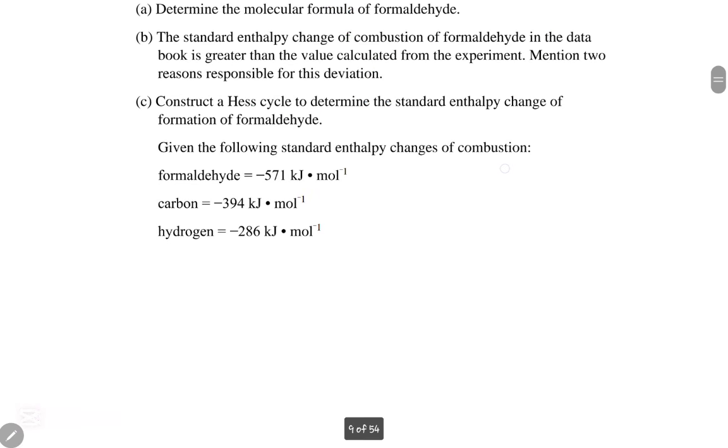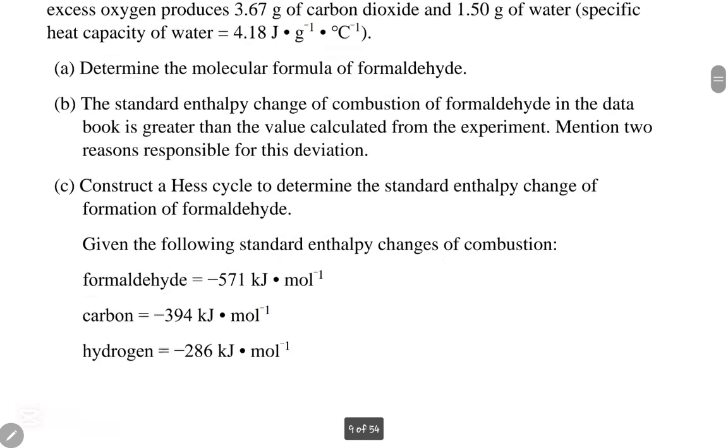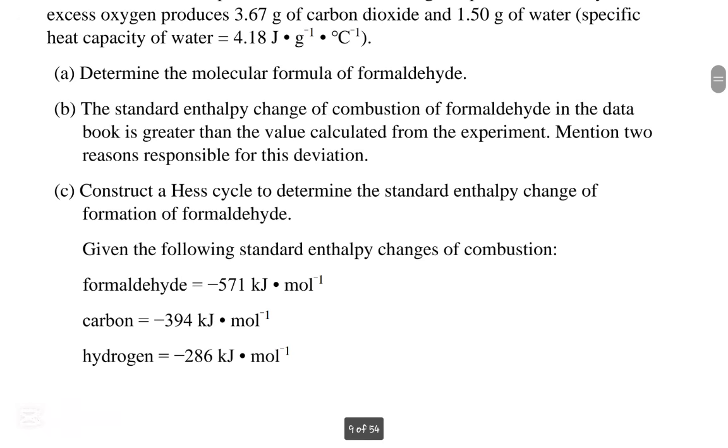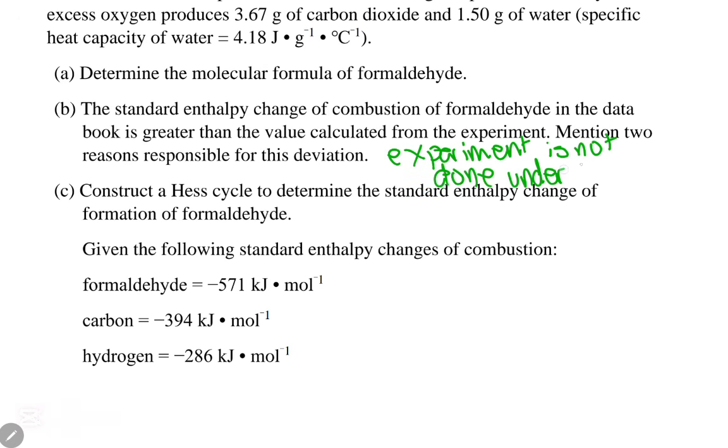We'll move on to part B. The standard enthalpy change of combustion of formaldehyde in the data book is greater than the value calculated from the experiment. Mention 2 reasons responsible for this deviation. So one deviation could be that the experiment is not done under standard conditions, right?